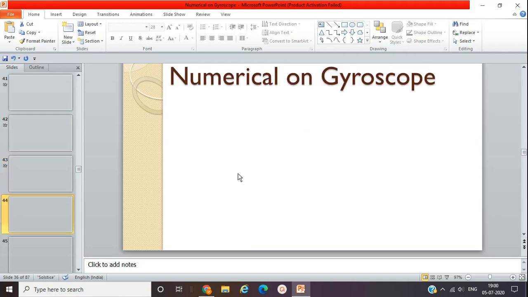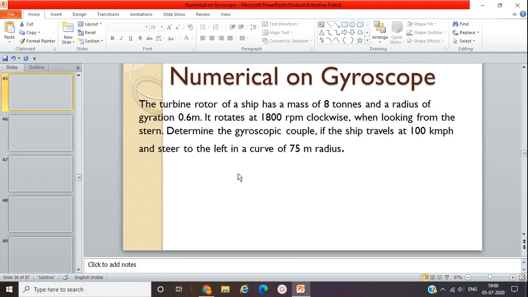Now the next problem, one more problem we will cover on the same topic, but this problem will be related to a ship instead of an aircraft. Right now we will try to cover the problem related to the ship.